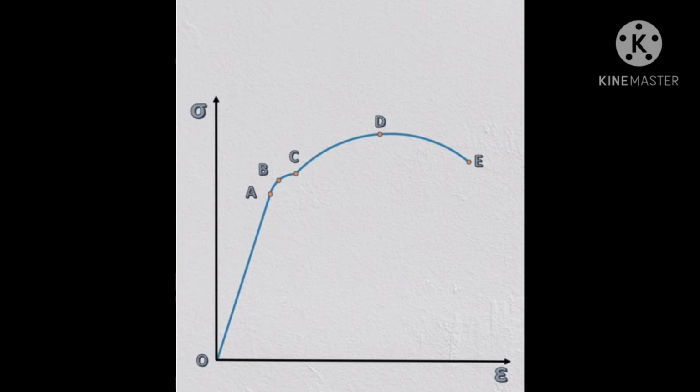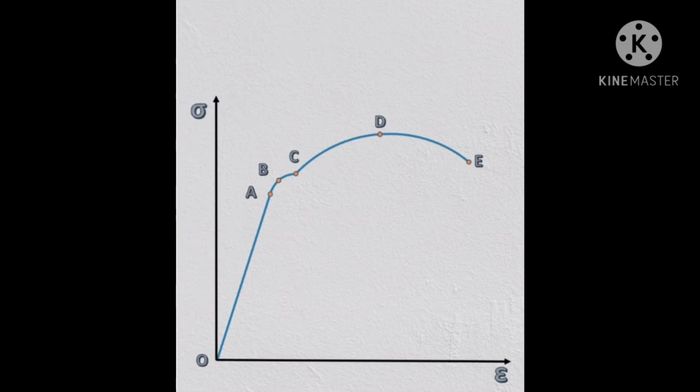As we load the testing object in the tensile test, it begins to deform and stress continues to rise linearly up to a point A on this graph. At this point A, if we remove the applied load on the testing object, it will restore to its original shape without any deformation. Here, stress is directly proportional to the strain in the region between O and A. After point A, stress is not in a linear relation to strain. So it's not proportional beyond point A.